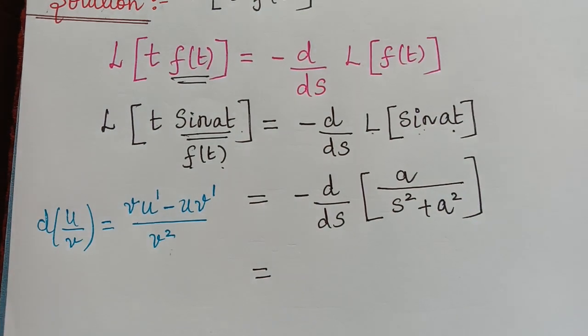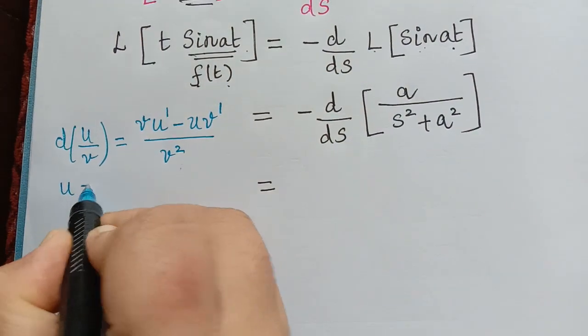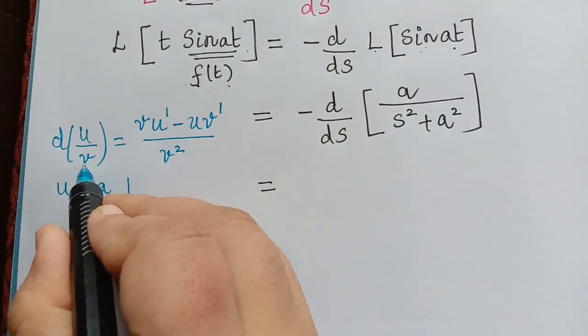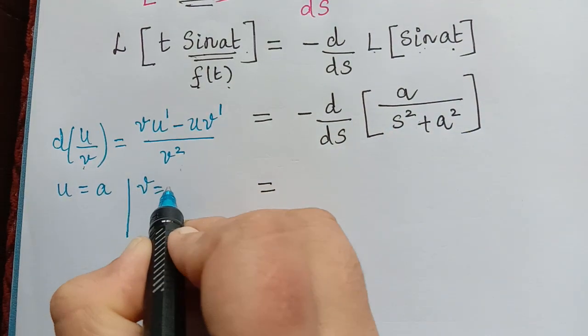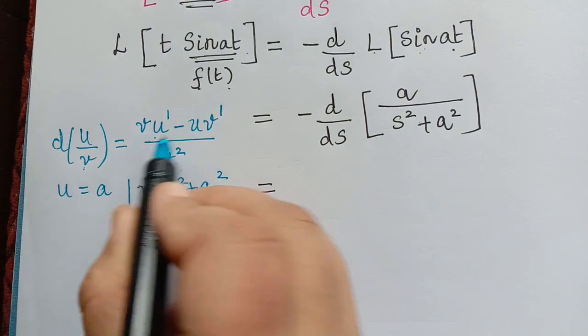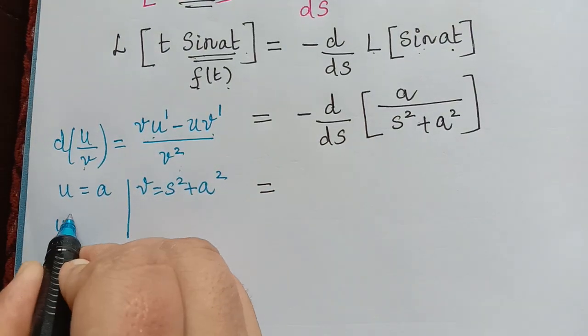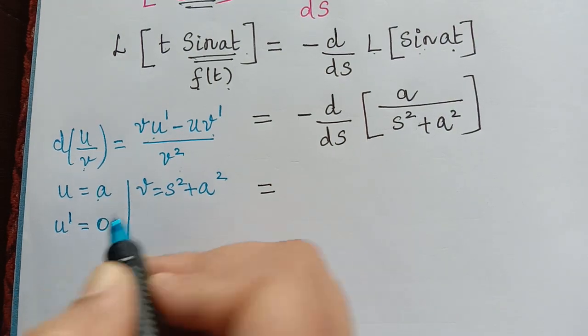Now here, what do we have at the place of u? We have u equal to a. And what do we have at the place of v, that is the denominator? It is equal to s square plus a square. So we need u dash and v dash. u dash is the differentiation of a, but this is a constant, so it will be equal to 0.